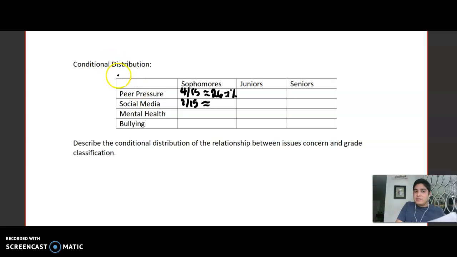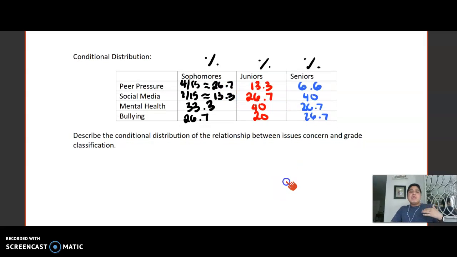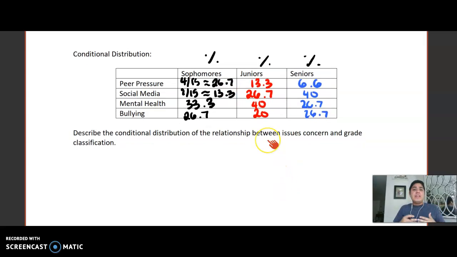So pause the video and complete this table for the next part. Alrighty, so hopefully your percentages look something like this. I just put a percent here at the top. But when we look at the conditional distribution now, we need to compare across the different issues.